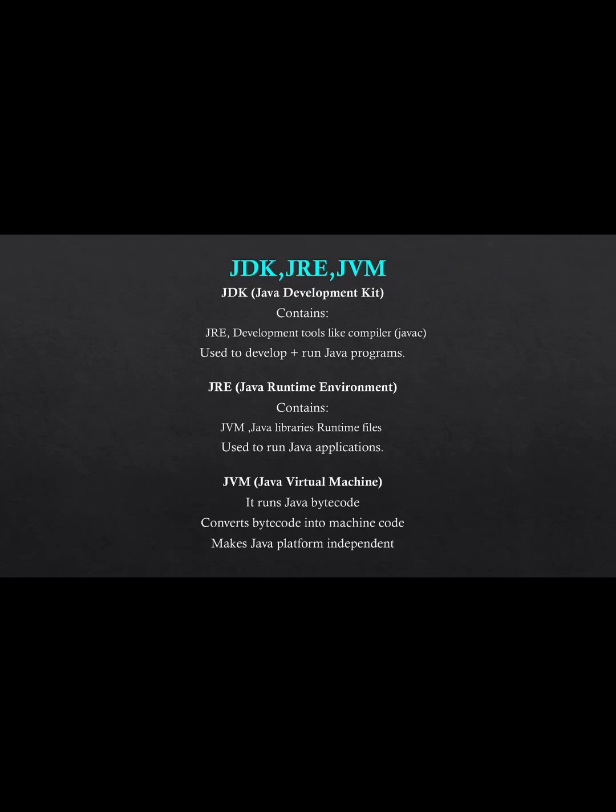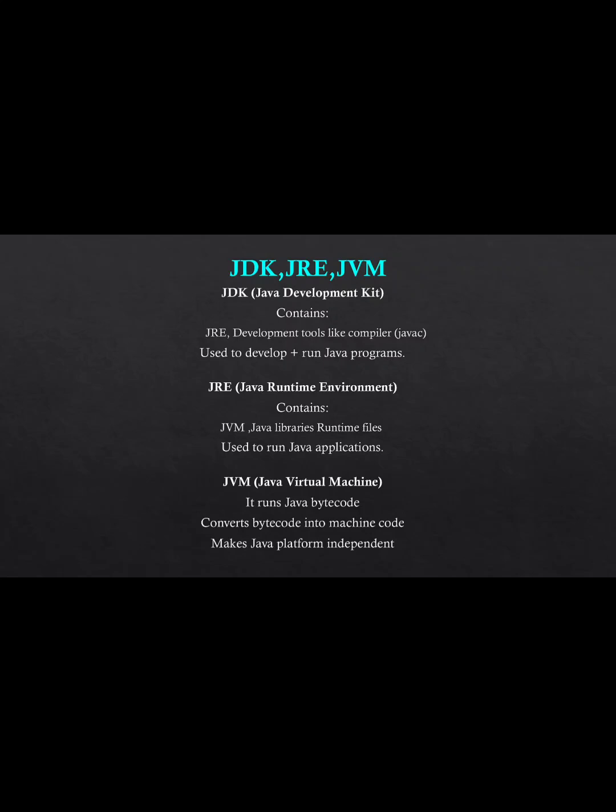JDK stands for Java Development Kit, JRE stands for Java Runtime Environment, and JVM stands for Java Virtual Machine. What is JDK? JDK contains JRE, the Java Runtime Environment, along with the compiler. Inside the JDK, once the .java file comes, it is compiled by the compiler and converted into a .class file. The Java Runtime Environment contains the Java Virtual Machine and Java libraries. The JVM takes the .class file, which is the Java bytecode, and converts it into machine code with the help of Java libraries.